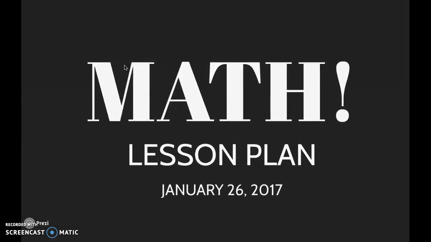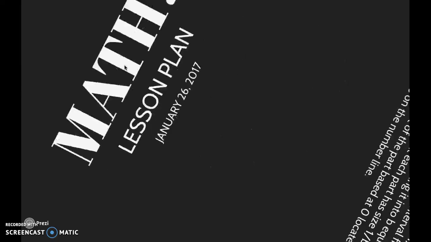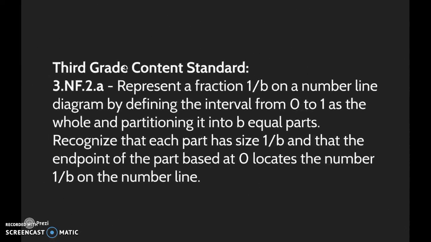This lesson plan took place in a third grade classroom, the subject of math, on January 26, 2017. The content standard that was covered in this math class states, represent a fraction 1 over b on a number line diagram by defining the interval from 0 to 1 as the whole and partitioning it into b equal parts. Recognize that each part has size 1 over b, and that the endpoint of the part based at 0 locates the number 1 over b on the number line.